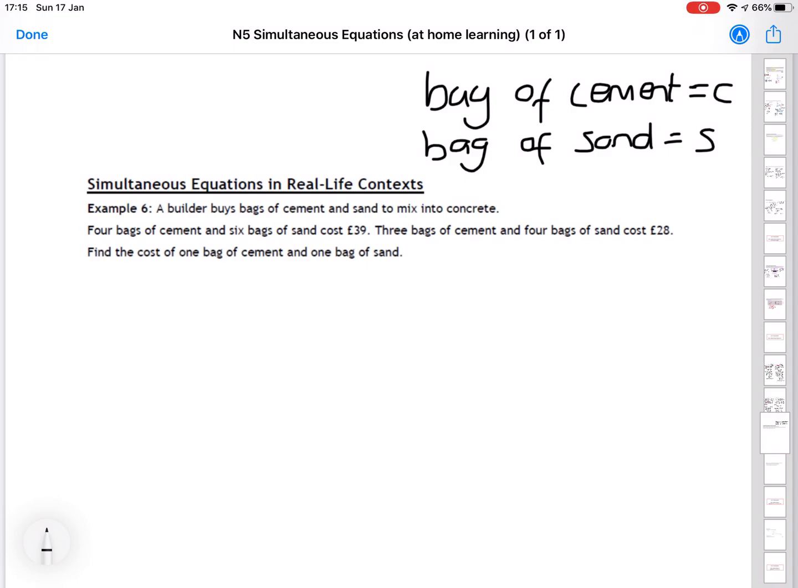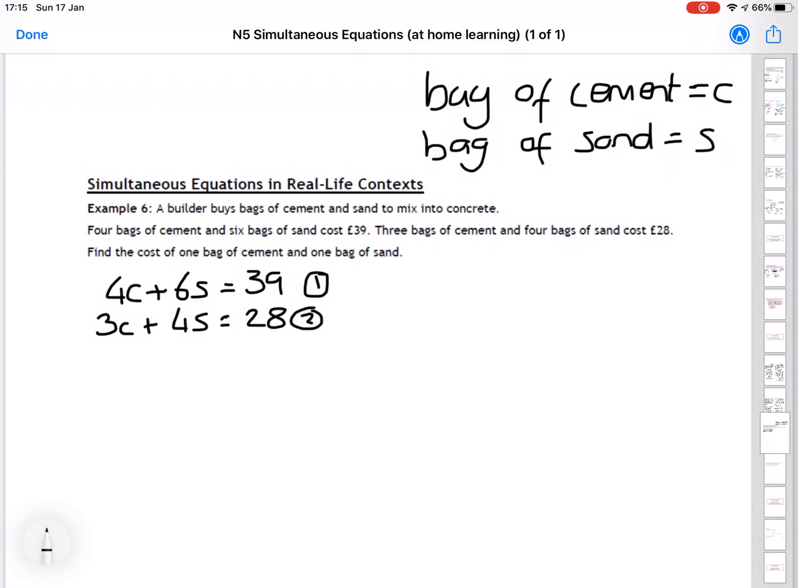Okay, so let's take our first situation. 4 bags of cement and 6 bags of sand cost £39. So we would write that as 4C plus 6S equals 39. Okay, so that would be equation number 1. And then we were also told that 3 bags of cement and 4 bags of sand cost £28. So we've then got 3C plus 4S equals £28. And that will now be equation number 2.